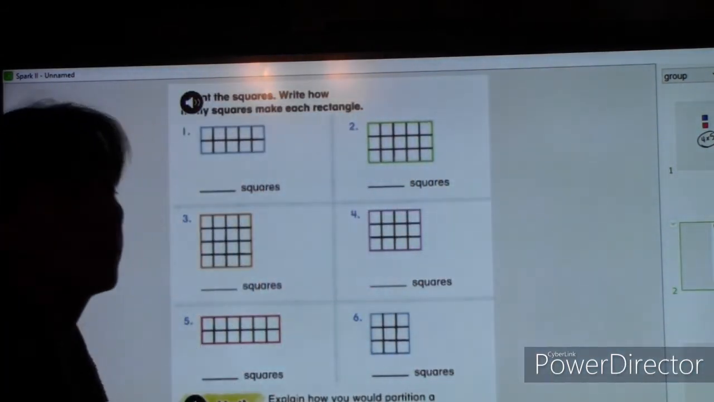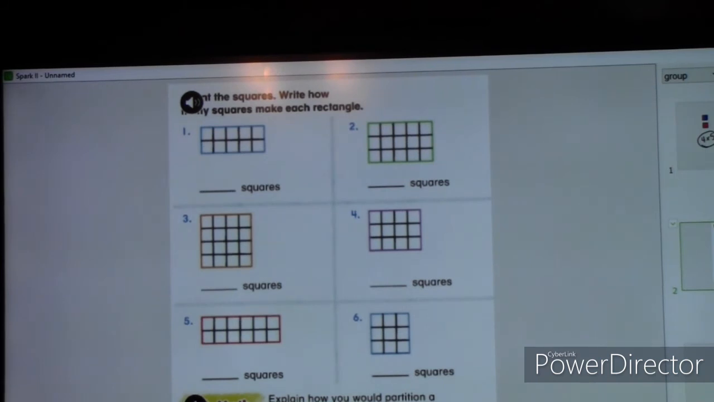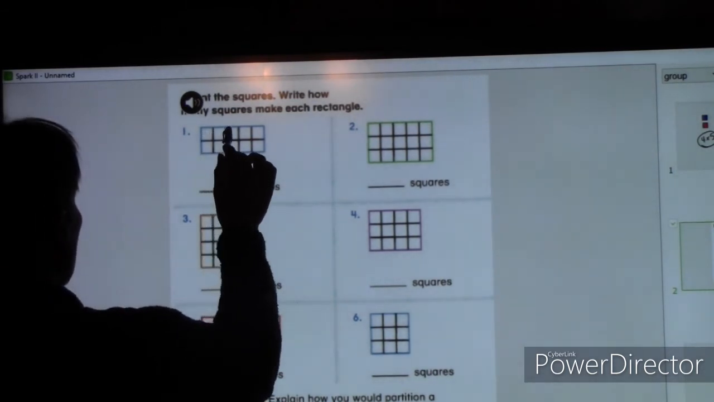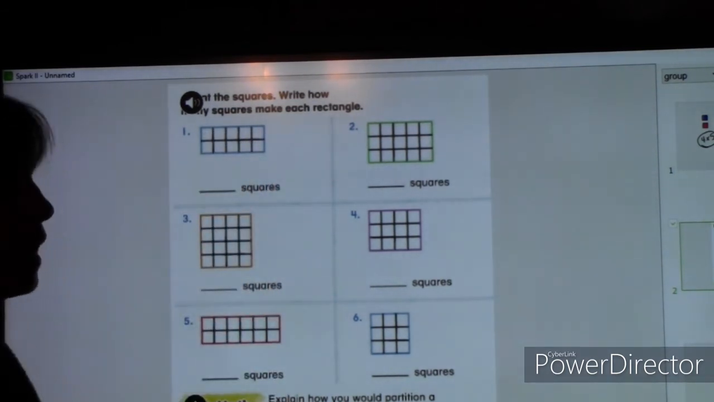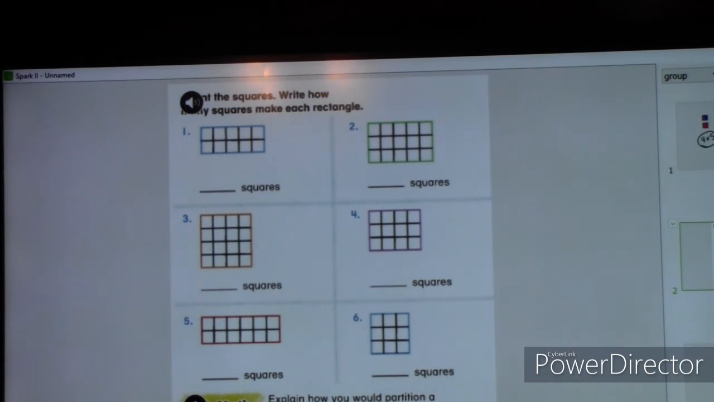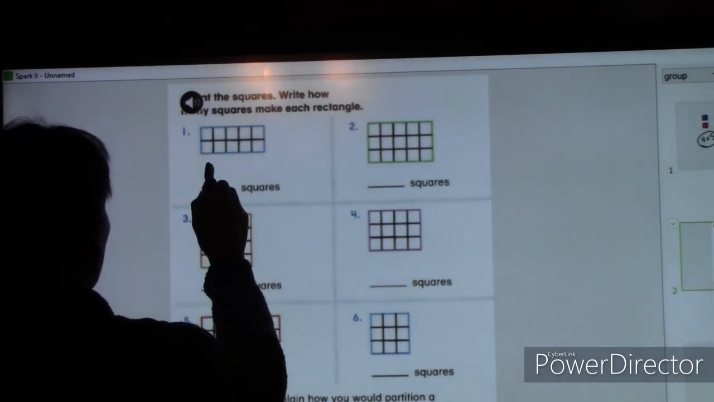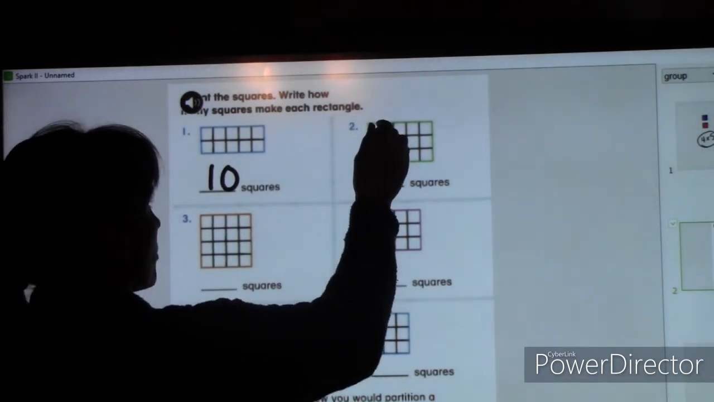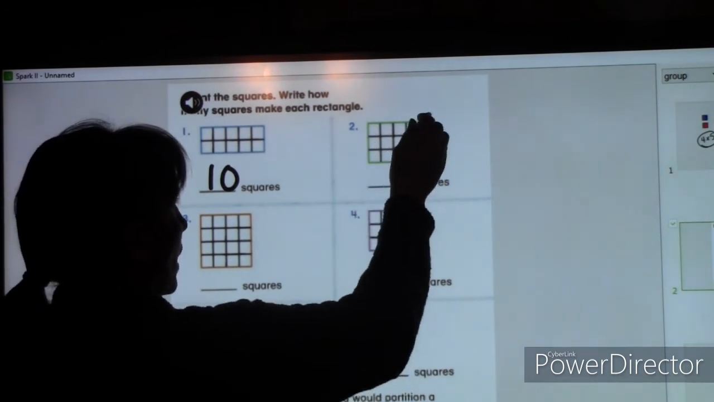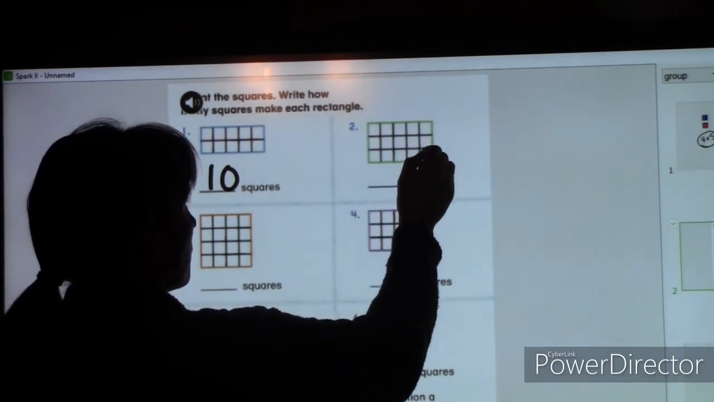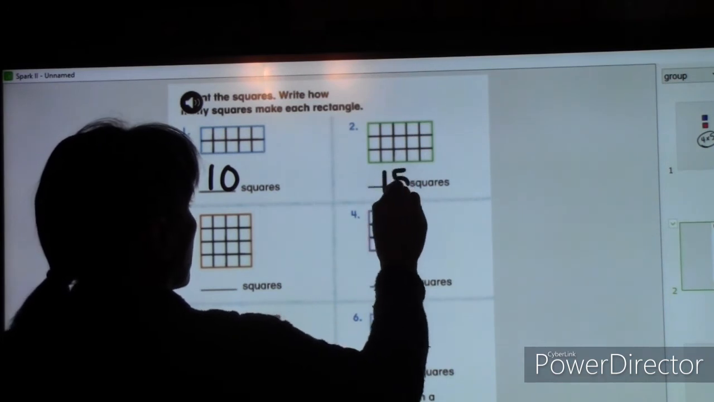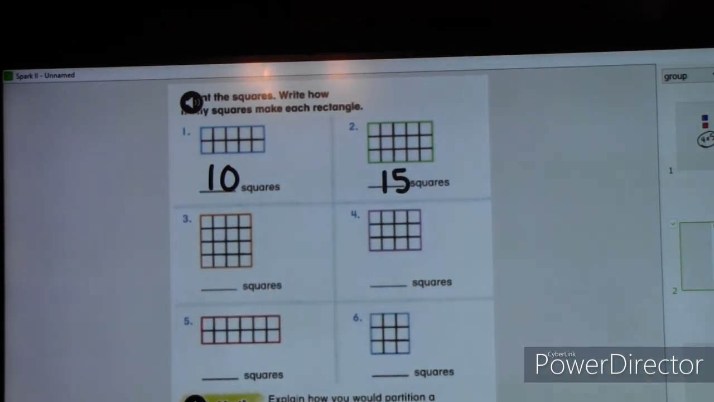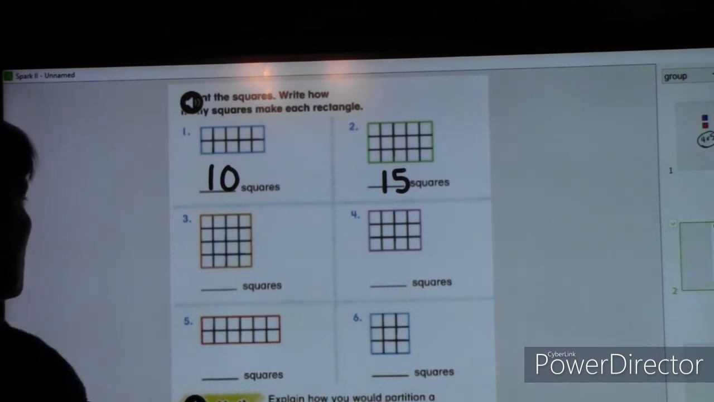Let's take a look at the back. They drew the squares in for us on the back, so we just need to count them. So I'm going to count the top row first. There's 1, 2, 3, 4, 5 in a row, and we know that there are 2 rows, so 5 plus 5 equals 10. Number 2, there's 1, 2, 3, 4, 5 in a row, 5, 10, 15. You can count those by 5s, or you can count each individual square if you need to, but everybody here should know how to count by 5s.